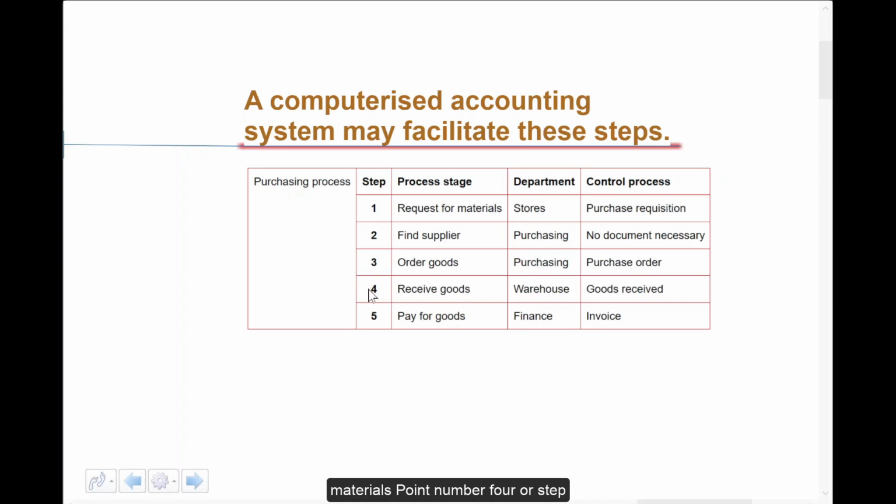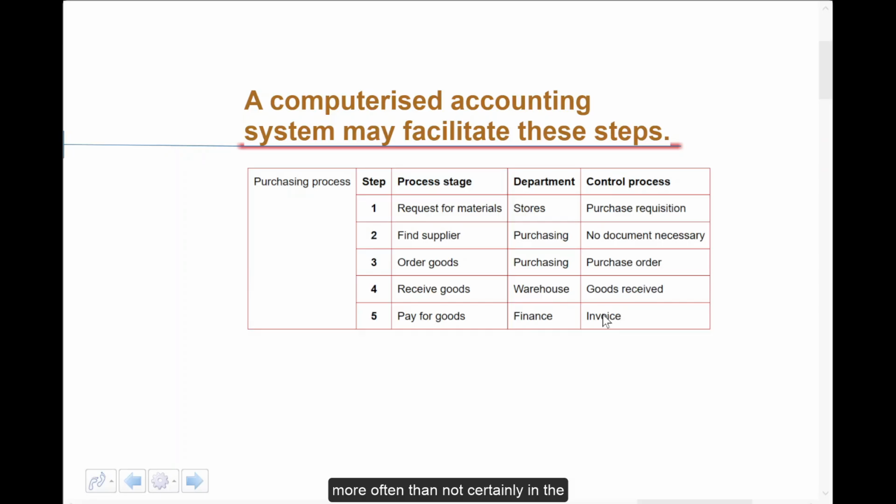Point number 4, or step number 4, we receive the goods. Where do we receive them into? The warehouse. Now, key point here, goods are received. We have a goods received, most likely, note. Okay? So note that right-hand side here, invariably the documentation apart from step 2. So we received the goods. So next, 5, pay for goods, the finance department on the back of an invoice.